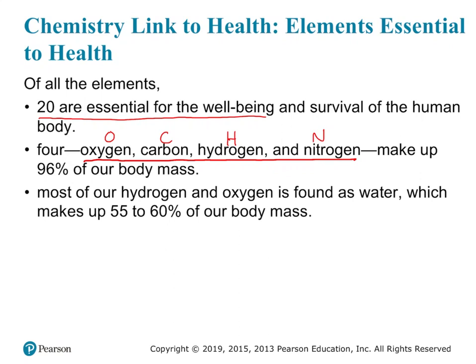If you've taken biology courses before, you might already know that carbon, hydrogen, nitrogen, and oxygen are found in what are called amino acids. And amino acids make up different proteins. And proteins are what allow us to really function. But additionally, hydrogen and oxygen are found in water. And water makes up about 55 to 60% of our body mass. So those 4 elements are really important.